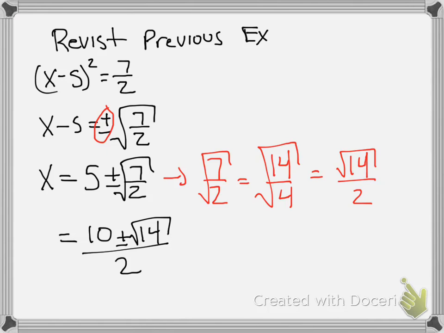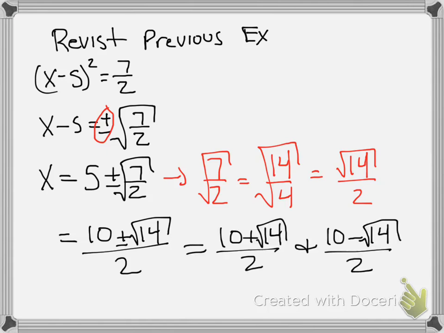So it's 10 plus or minus square root of 14 all over 2, which we can rewrite just to make it more clear as actually 2 solutions. 10 plus square root of 14 over 2 and 10 minus square root of 14 over 2. Okay? So just the trick to keep in mind here is that when you take an even root of something, you always end up with a positive and a negative value here.